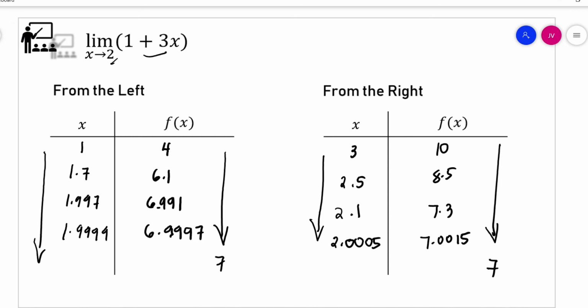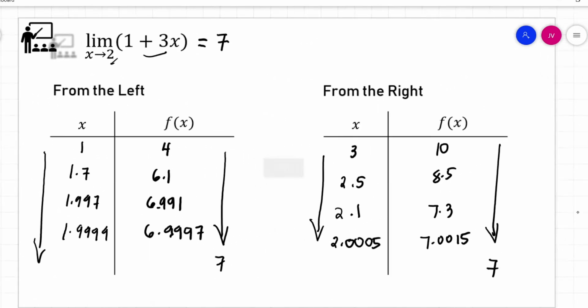At kung titingnan natin, both left-hand and right-hand limit ay nag-a-approach sa 7. So kapag nakita natin na parehas ang left-hand and right-hand limit, ibig sabihin nito, the limits of our function or the limits of 1 plus 3x as x approaches to 2 is equal to 7. So yung answer natin sa left-hand and right-hand limit na 7 ang magiging limits of our function. That's why we have here limits of 1 plus 3x as x approaches to 2 is equal to 7. So that's how we use the table of values in order for us to find the limits of our function.